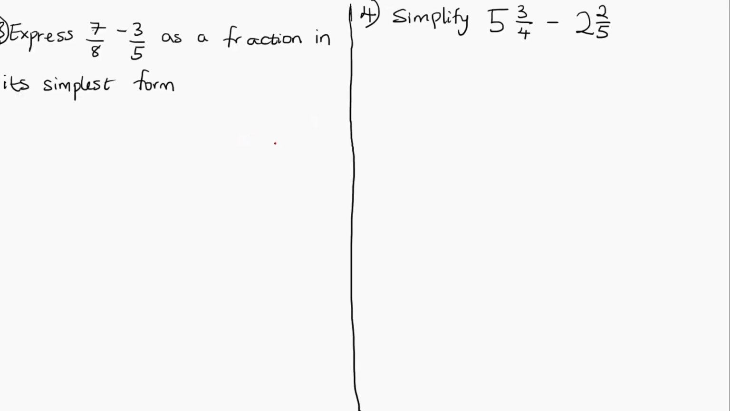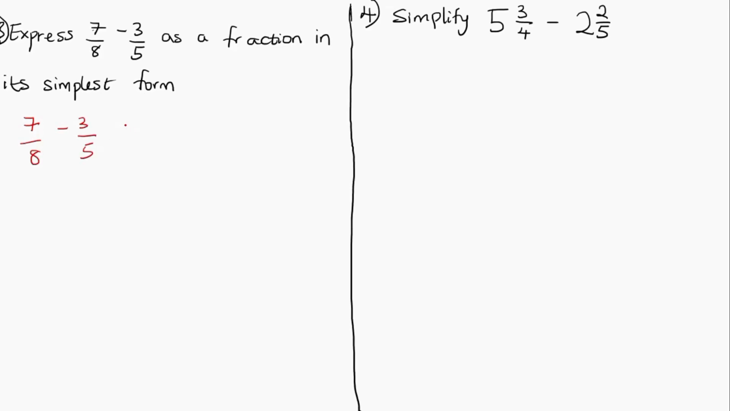Alright guys, so we have this question right here. We are asked to express 7 over 8 minus 3 over 5 as a fraction in its simplest form. So guys, we're going to express this as a fraction, and once we're done with that, we keep it in its simplest form. So guys, let's get started. So bring out our digits. We have 7 over 8 minus 3 over 5, right?